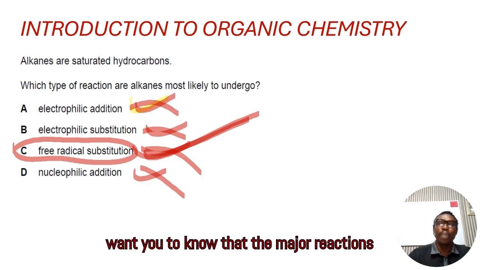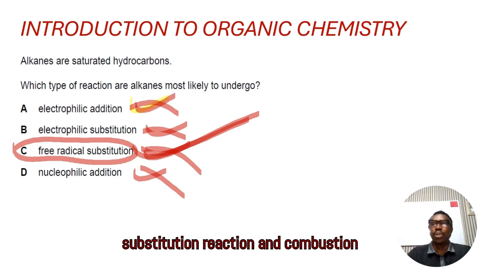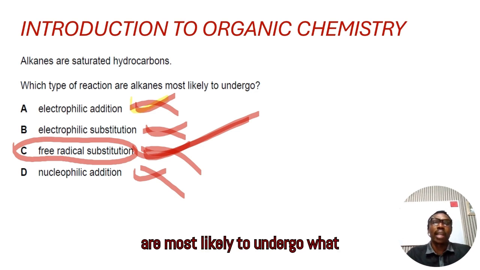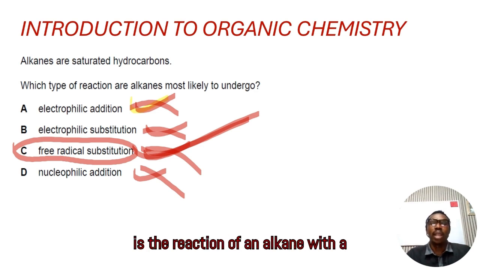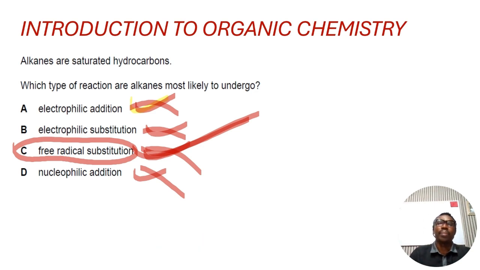I just want you to know that the major reactions of the alkanes are free radical substitution reaction and combustion reaction. So the answer is what? Free radical substitution reaction. Alkanes are most likely to undergo what? Free radical substitution reaction, which is the reaction of an alkane with a halogen in the presence of what? UV light.